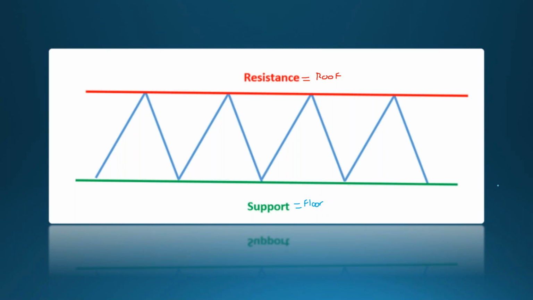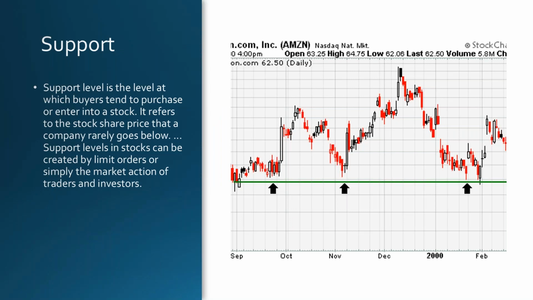So let's talk about this a little bit more here. Understanding support. Support level is the level at which buyers tend to purchase or enter into a stock. It refers to the stock share price that the company rarely goes below. And usually why this happens comes down to a psychological aspect. Stock trading is based off psychology. When we see that a stock has bounced at a certain price in the past, it's most likely going to bounce at this certain price in the present moment.